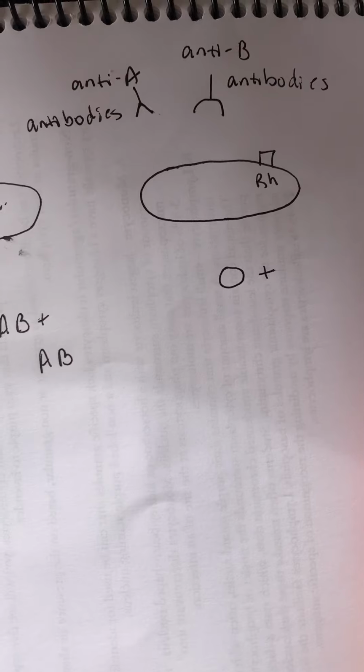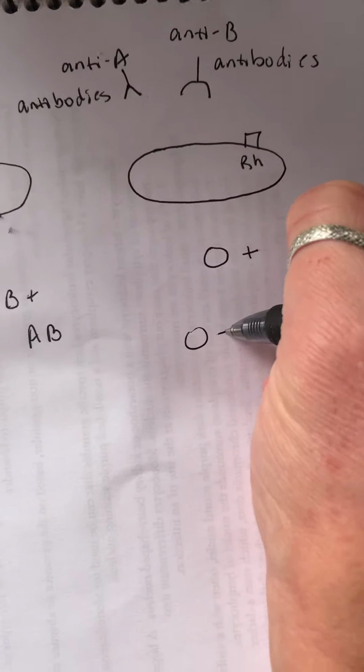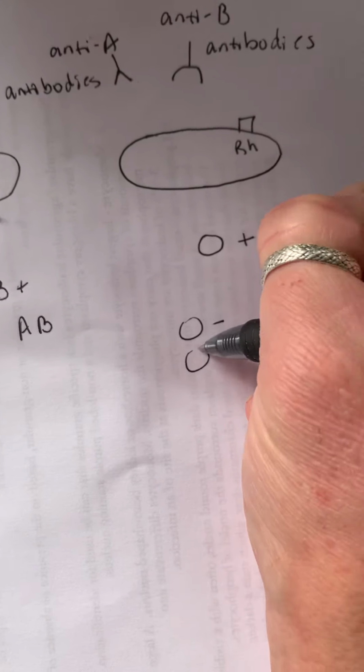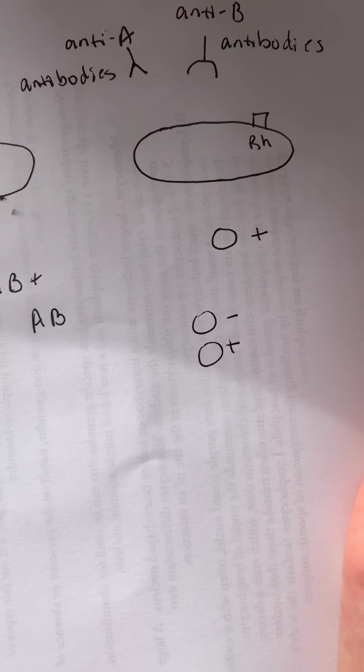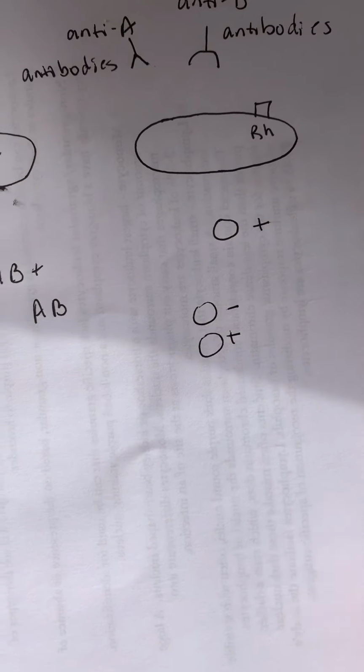Now, in terms of the type of blood they could receive, they could receive O negative blood, and they could receive O positive blood, but that's about it. They can't receive anything with an A or a B on it.